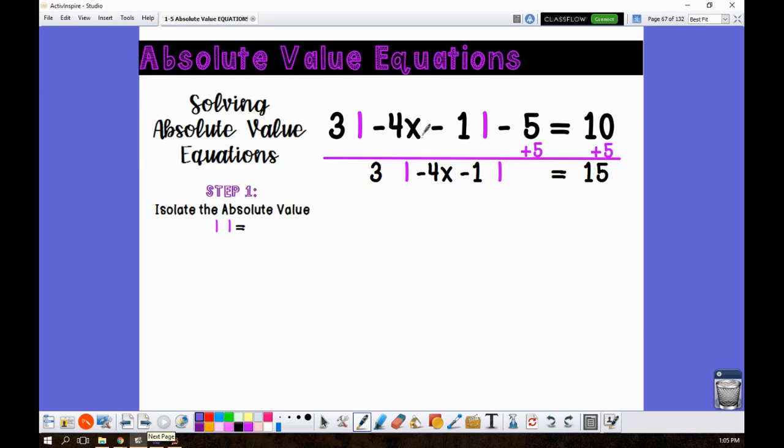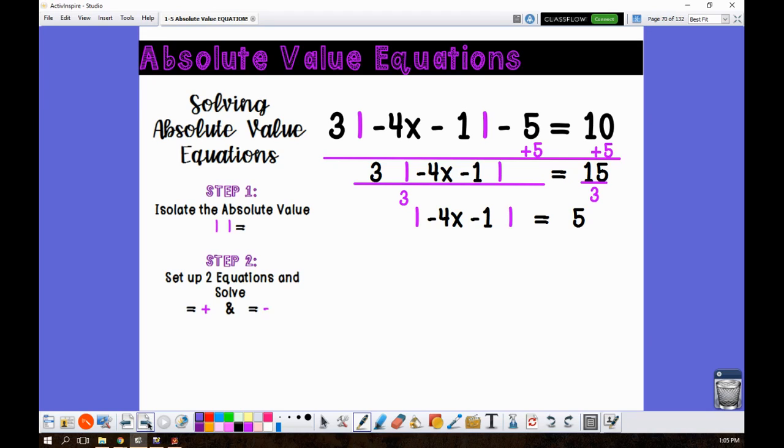I still need to get rid of this 3 up here because I want the absolute value to be by itself. So now I'm going to divide by 3 on both sides. And now I have the absolute value of negative 4x minus 1 is equal to 5. So now I'm in a position where the absolute value is by itself, and we've done a problem like this before. So I can set up my 2 equations and solve. I want one to be equal to a positive of this number, and I want one to be equal to a negative of that number.